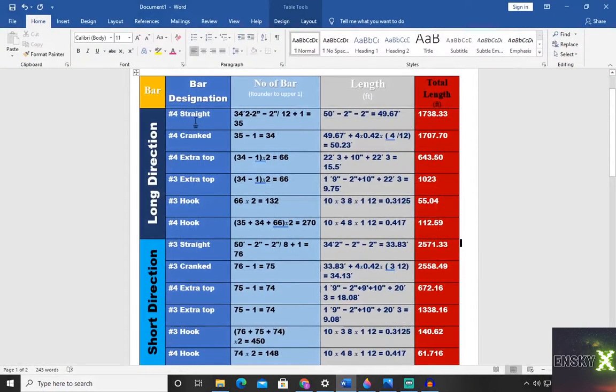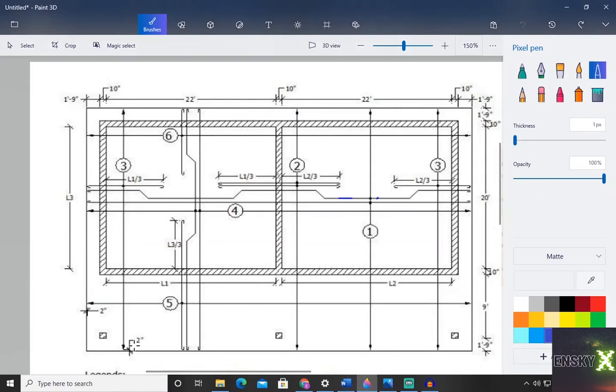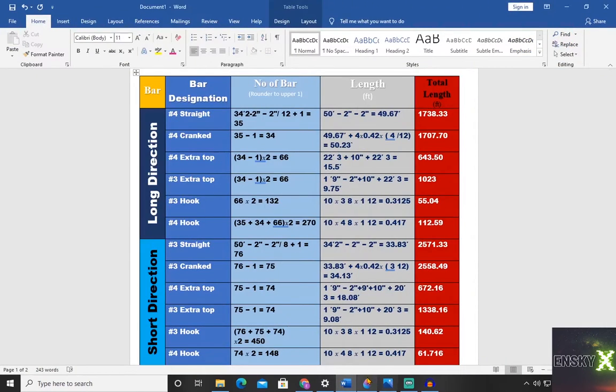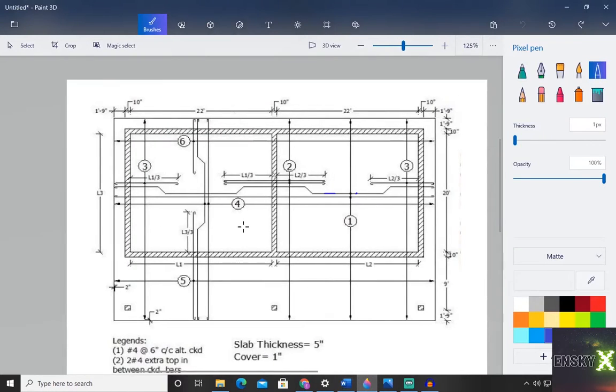So I made a table here, so you can see the bar designation. You can use this table for any kind of estimation you need. From this bar designation, we have to put hashtag 4, because this legend is saying that we need hashtag 4 rebar. So for hashtag 4 rebar, the first one is the straight one. First we have to calculate the number of hashtag 4 straight bars we need to cover up this area, and the length we will look for in the next calculation.